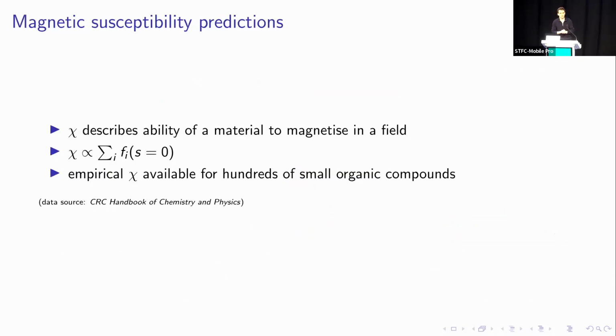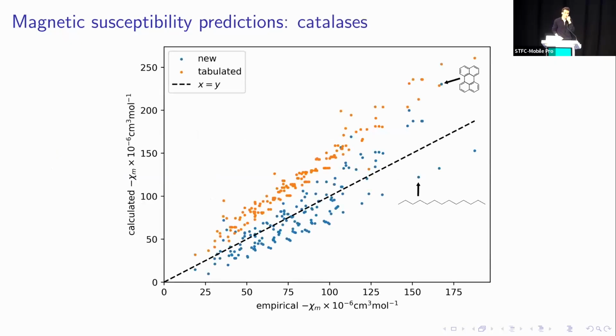And this value has been measured empirically for hundreds of small organic compounds. So what we can do is take the empirical value on the one hand, and on the other hand, we can try to predict that value, and then we can compare them. So I've done this here using scattering factors from the tabulated scattering factors, which are in orange, and the scattering factors that have been fitted to this catalase data set.